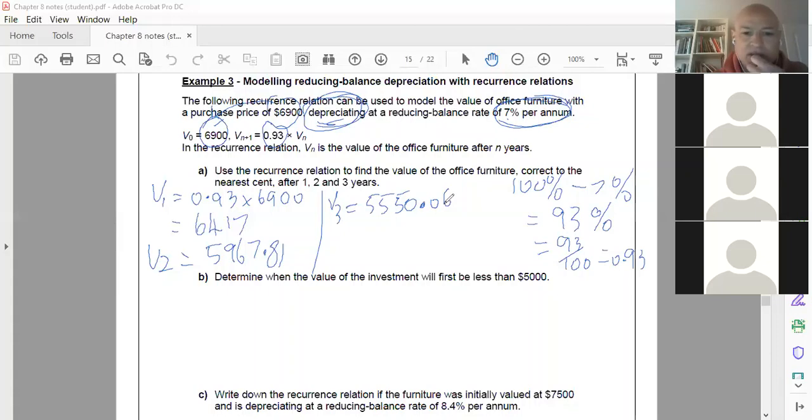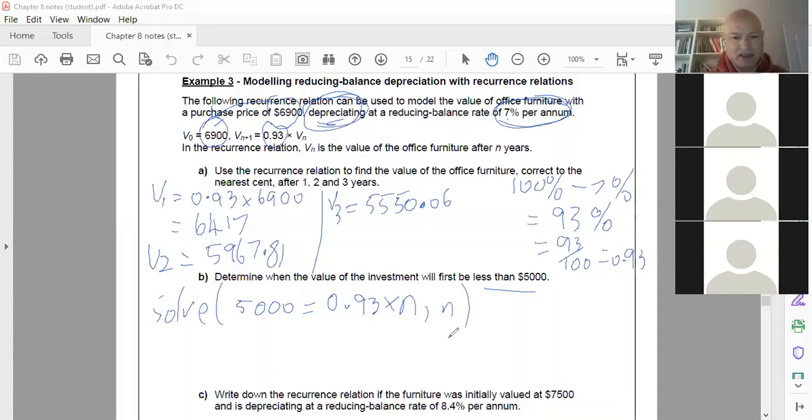Okay, part B, determine when the value of the investment will first be less than $5,000. So again, I'm just going to use a calculator here. We want to know when it's less than 5,000. So I'm going to go 5,000. Let me make it equal to $5,000. Equals 0.93 times, I'm not going to put V of n, I'm just going to put n in there because it's easy for the calculator to solve. Solve for n. Okay, you don't need to do it like this. You could just do 5,000 divided by 0.93 and it'll give you the answer. It's up to you.